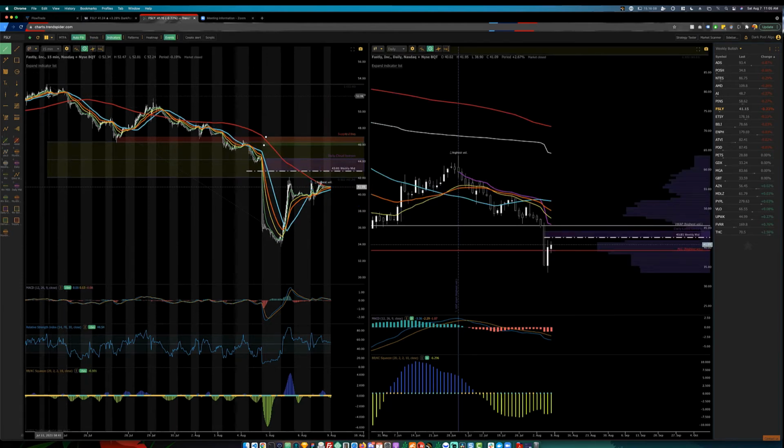I think we could get, that's pretty significant, right? Pretty solid base. So if we reject off of this level, definitely have an opportunity for us to come all the way back.